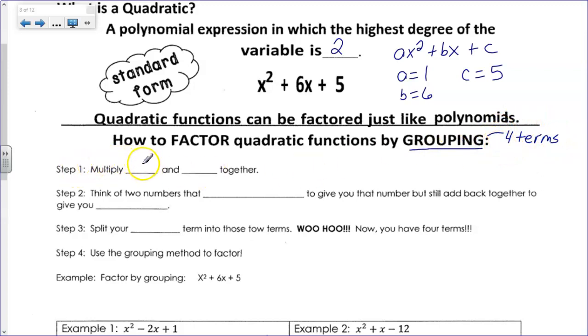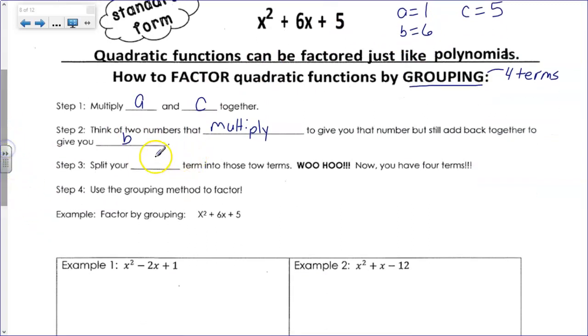So step 1, you're going to take A and multiply it times C. Think of two numbers that multiply to give you that number, but still add back together to give you B. So when they multiply, it's going to be that number, but when I add them, I'm going to get my B. You're going to split your B term into 2 terms. It should say 2 and not toe. Now we have 4 terms and we can group. So it'll be just like we did yesterday. Use the grouping method to follow.